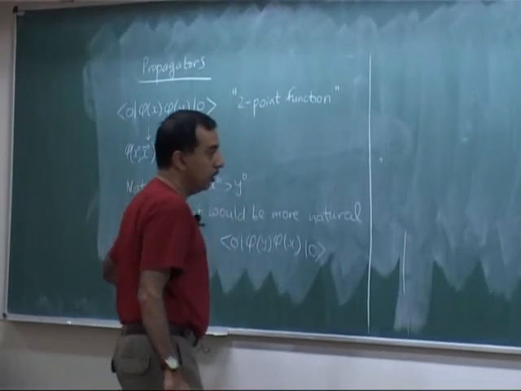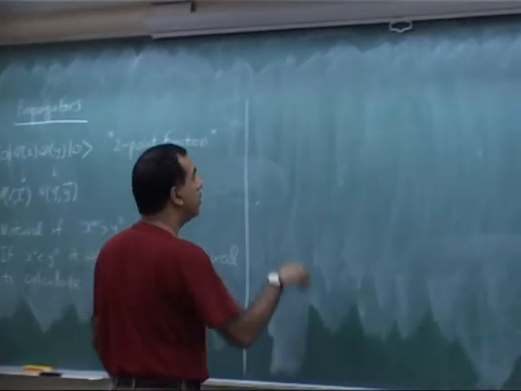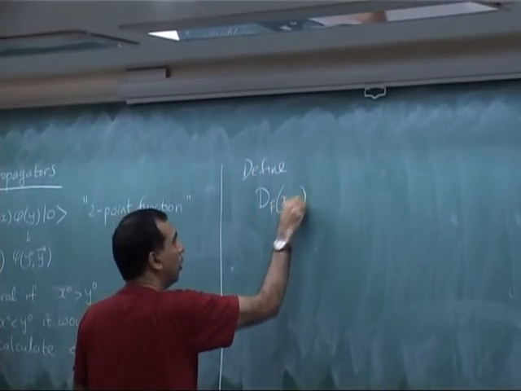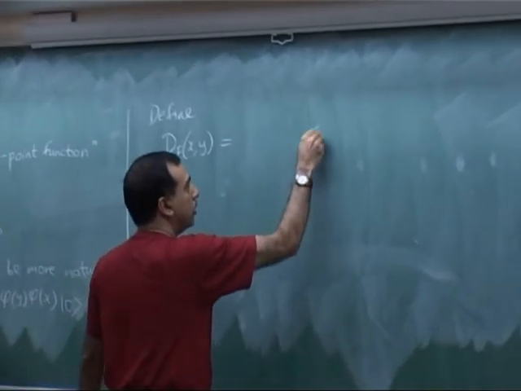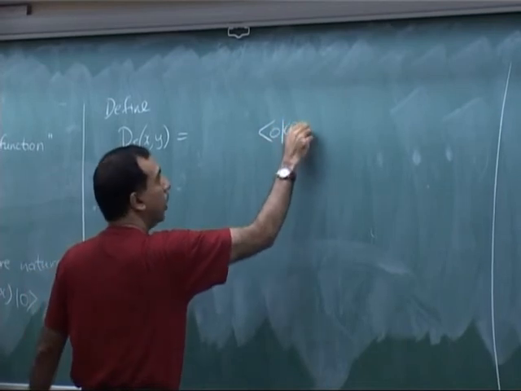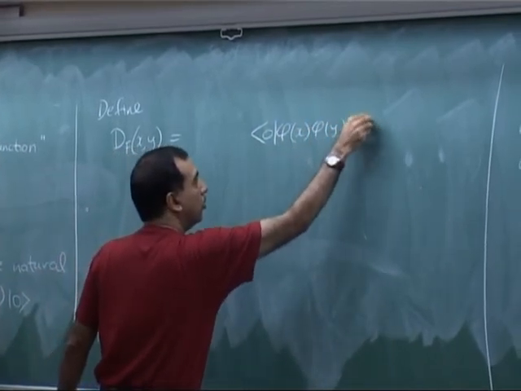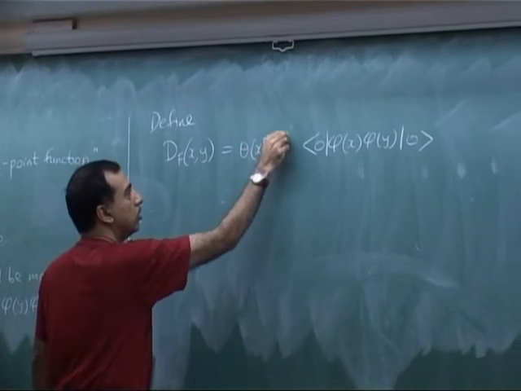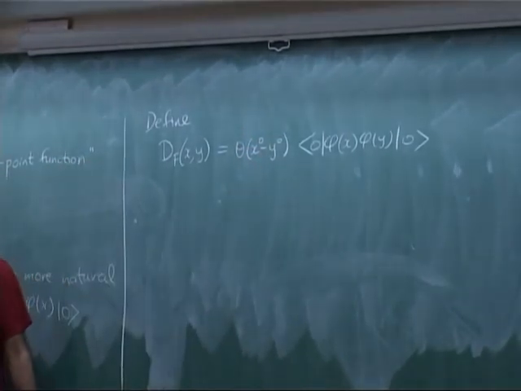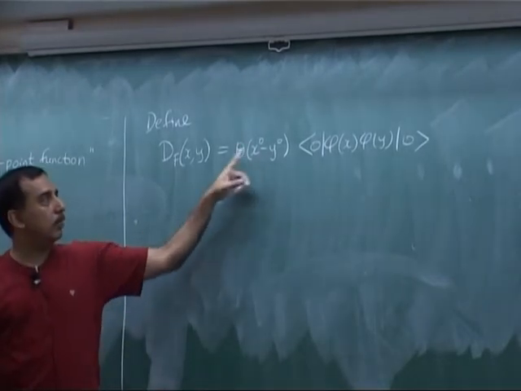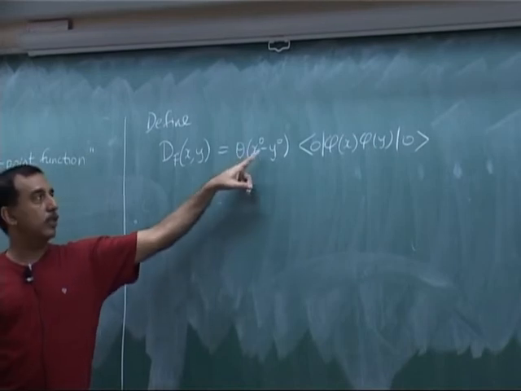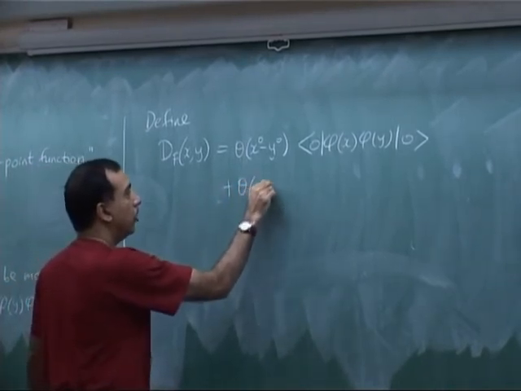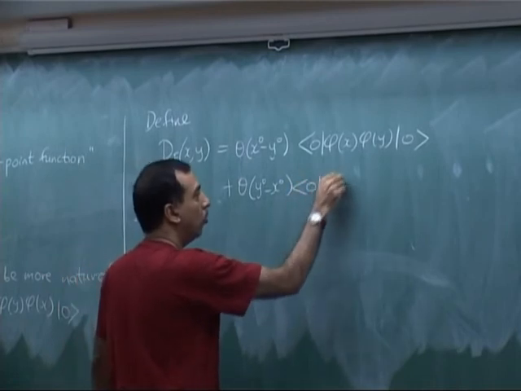This motivates us to define a particular product like this. I'll call it BF of X and Y, and I'll tell you what the interpretation is. First, I take 0, phi in the first order, phi X, phi Y, 0. And I multiply it by a function which imposes that X0 is greater than Y0, the theta function, the step function. Do you know step function? If X0 is greater than Y0, then theta is 1. If X0 is less than Y0, then theta is 0. Okay? To this, let me add the reverse thing, theta of Y0 minus X0, 0, phi of Y, phi of X, 0.